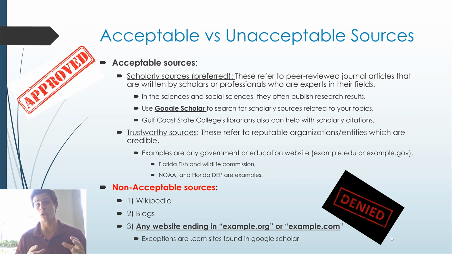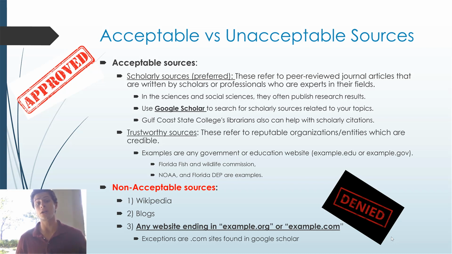However, we also will accept what are called trustworthy or reliable sources. And these are sources that refer to reputable organizations or entities which are very credible. And these could be things like any government or any academic or educational institution. So anything that has a .edu is acceptable. Anything that has a .gov is acceptable. Normally because those are very credible institutions. So Florida Fish and Wildlife's website is a fine citation or fine source. NOAA is a great source to have, or Florida FDP. These are all examples of government entities or pseudo-academic institutions that are going to be credible sources of information. So again, if it's got a .edu on it, great. If it's got a .gov on it, great. Those are going to be sources that you can use.